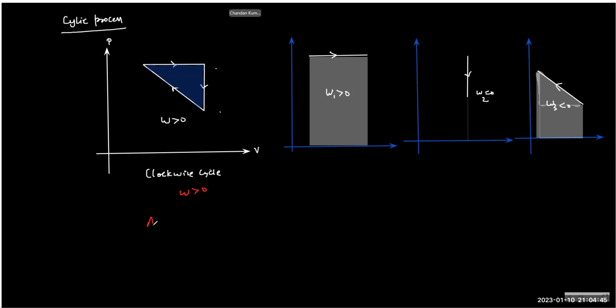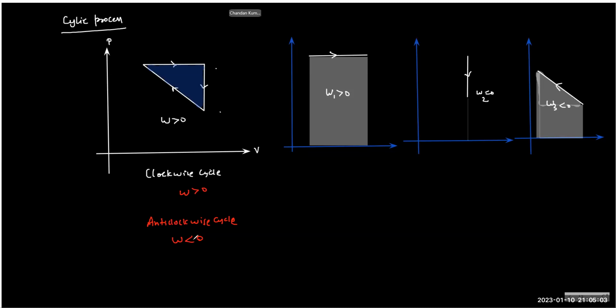But if we have the anti-clockwise cycle, the work becomes negative. That's it. So you find the area value-wise and put a minus sign before you substitute in the formula. Is this clear, guys? I hope this is clear.